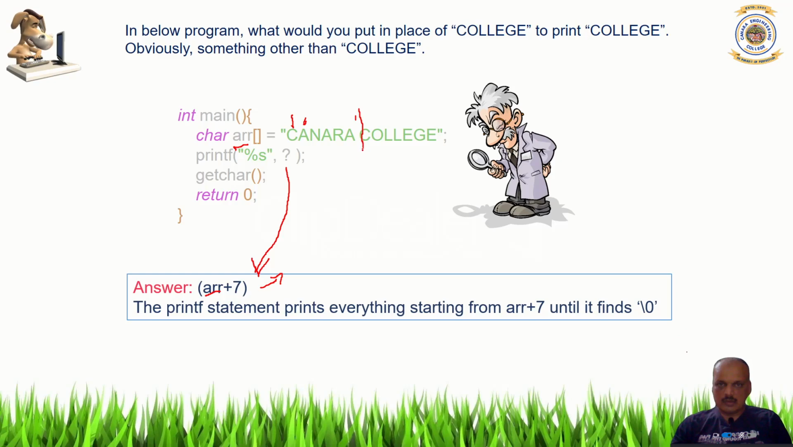So here is where the offset ends, and basically I take this array, offset it by a value of 7 and print everything in the string from there on, which is nothing but college. So that is what happens here. I get the base address, increment it by 7, and then print everything in the character array or string from there on. That's the answer that was expected.